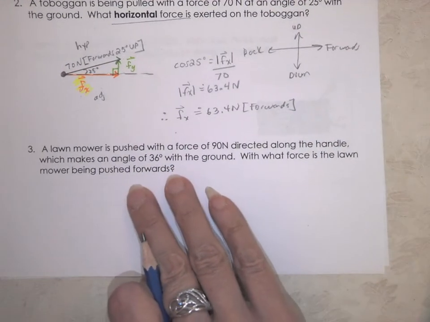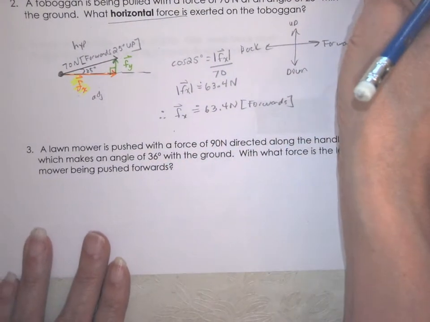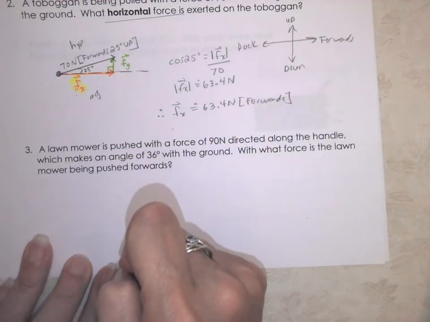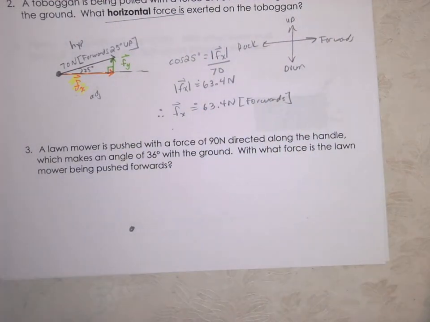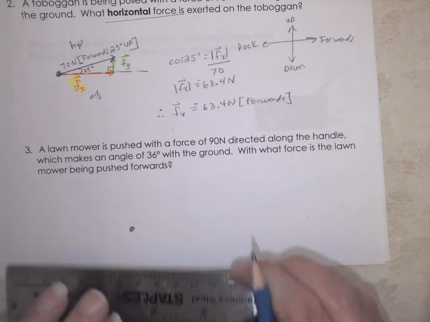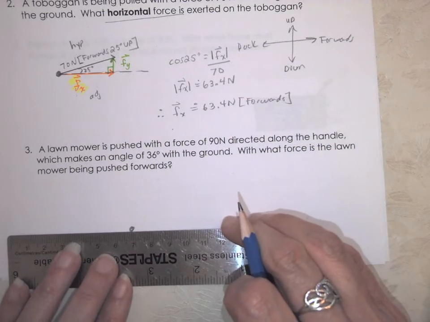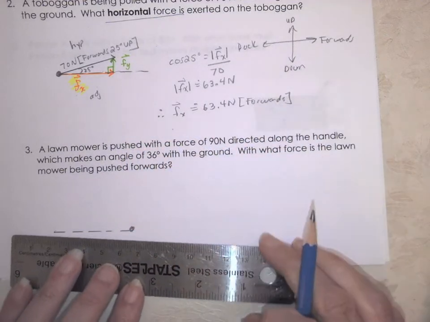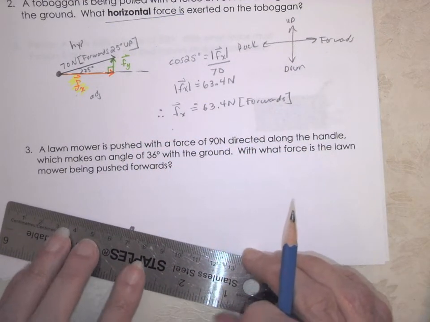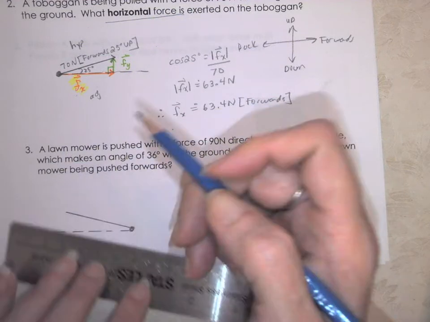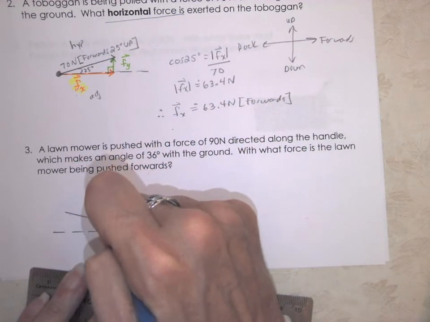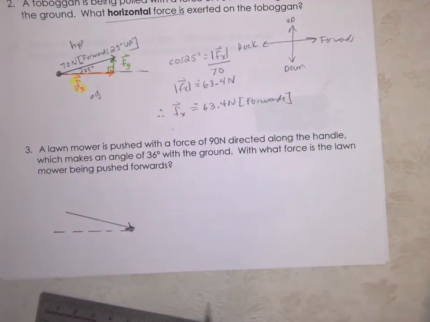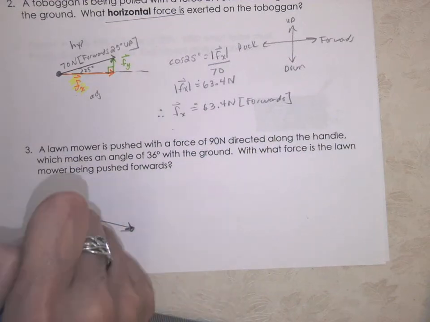And this is a similar question, only this time we're pushing instead of pulling. So again, I'm going to use a dot for my lawnmower. A lawnmower is pushed with a force of 90 newtons directed along the handle, which makes an angle of 36 degrees with the ground. So I'm going to have my ground, again with a dotted line here, and 36 degrees to it. And then here's my arrow because I'm pushing downward. So this vector here is 90 newtons.